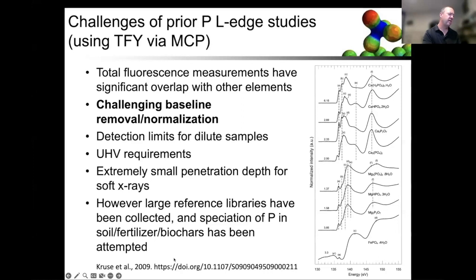There was a paper about 13 or 14 years ago now that looked at characterizing a lot of the reference materials that you could potentially find in a soil, using the MCP detector, a multi-channel plate, so it's total fluorescence. So you're measuring the signal from everything that's in the sample. And that has two problems. It makes the background corrections and the matrix that's in the sample difficult to normalize. And if you can't normalize even your reference materials, then you're going to have a hard time doing any kind of quantitative analysis moving forward.